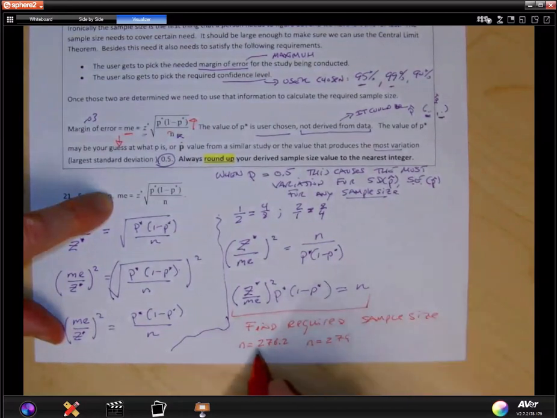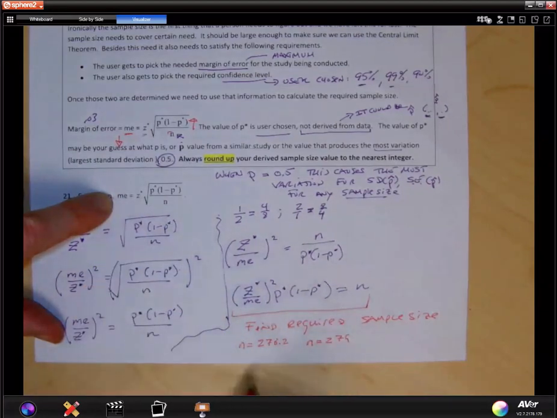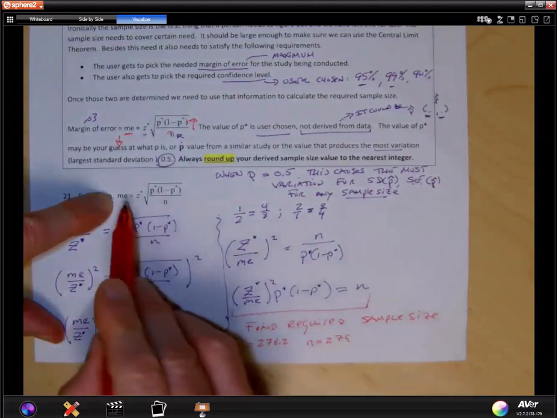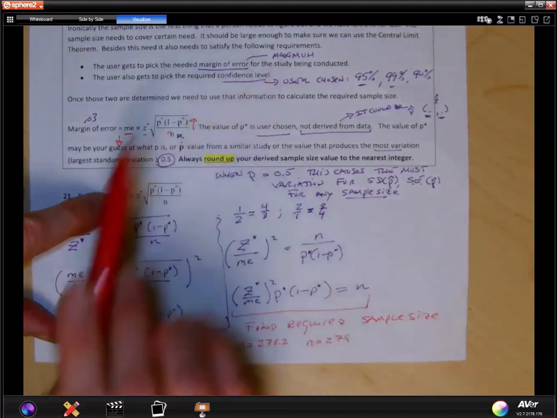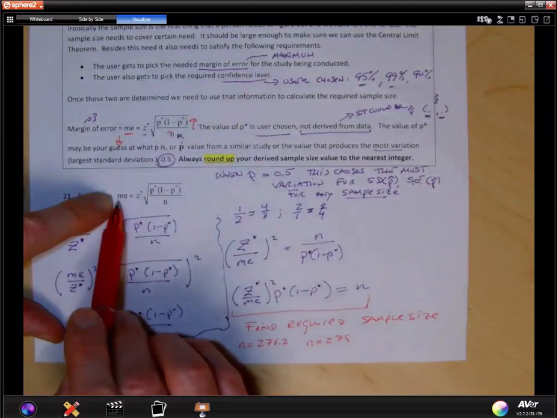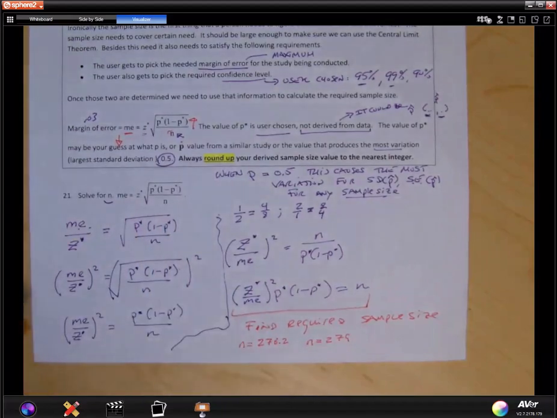You round up because at 278.2, you get exactly that margin of error. But you can't have a 0.2 of a sample. So then you just round up to 279, and now that guarantees that my margin of error is protected. The maximum I chose is now protected. Of course, by going slightly above, the margin of error will be slightly smaller.